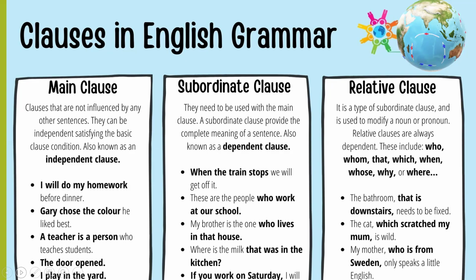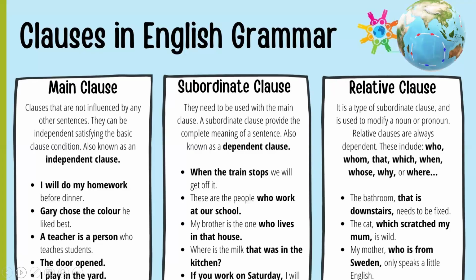Subordinate clause is known as a dependent clause because a subordinate clause provides the complete meaning of a sentence only when it is associated with the main clause. So they need to be used with the main clause. Subordinate clause always needs a friend, and the friend's name is main clause. Subordinate always needs a boss. The boss is a main clause, or independent clause, or principal clause. Example: "When the train stops, we will get off it." "We will get off it" is a main clause. "When the train stops" is a dependent clause, subordinate clause.